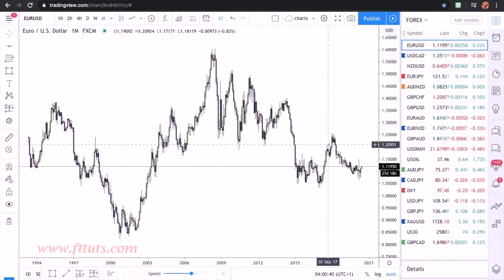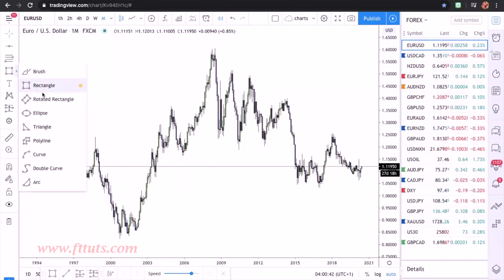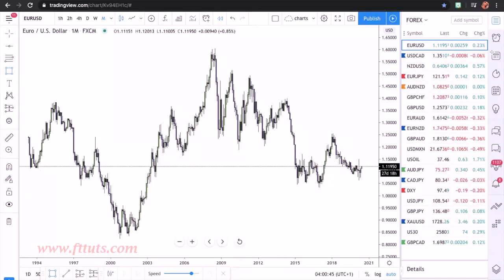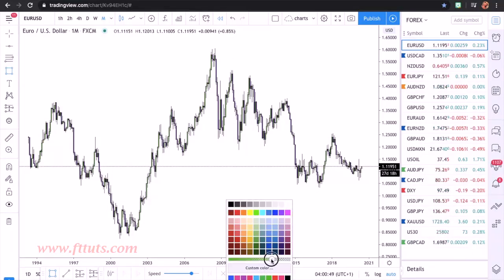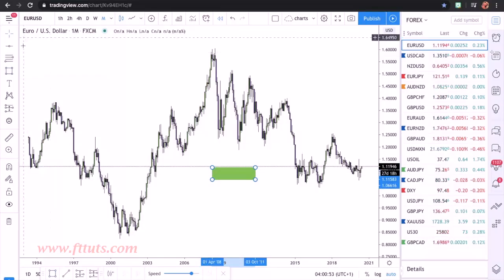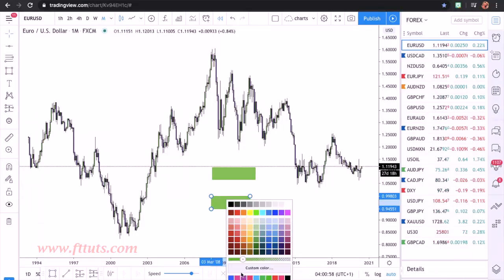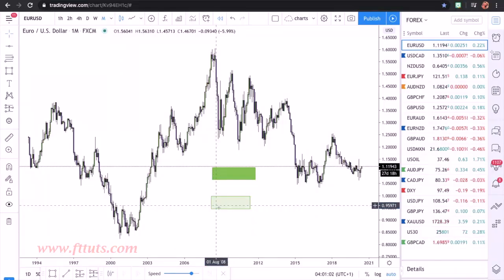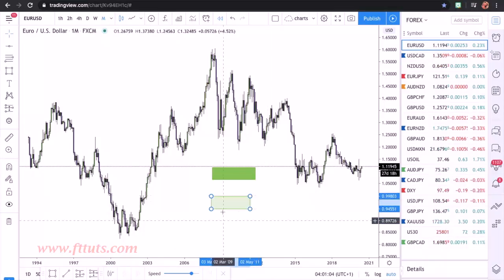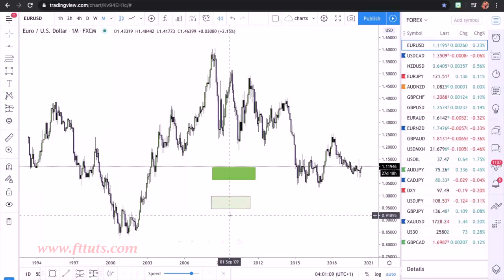To identify our key levels, take out the rectangle tool, and you can choose whichever color you would like. If you want it super dark, you slide it like this and it makes it dark. If you want it light, you go like this. If you want to change the outline, go to the pencil and you can make it black if you want. Whatever you want to do, that's how you do it.